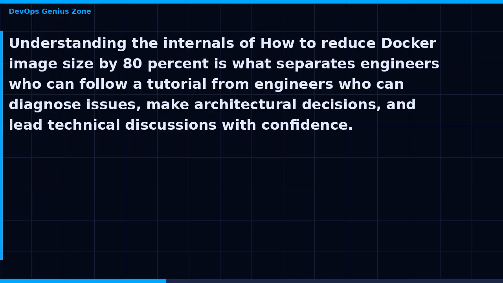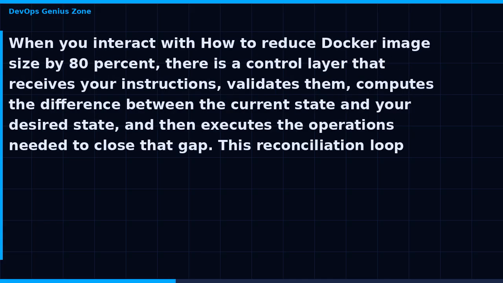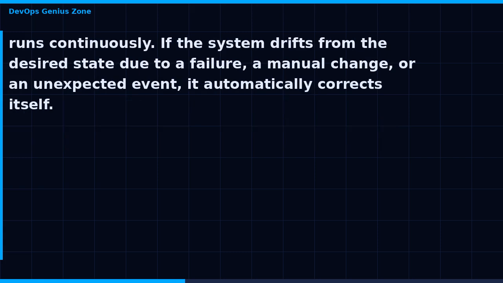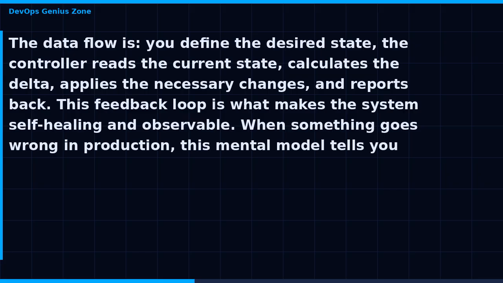If the system drifts from the desired state due to a failure, a manual change, or an unexpected event, it automatically corrects itself. The data flow is, you define the desired state, the controller reads the current state, calculates the delta, applies the necessary changes, and reports back. This feedback loop is what makes the system self-healing and observable. When something goes wrong in production, this mental model tells you exactly where to look to diagnose the issue quickly.